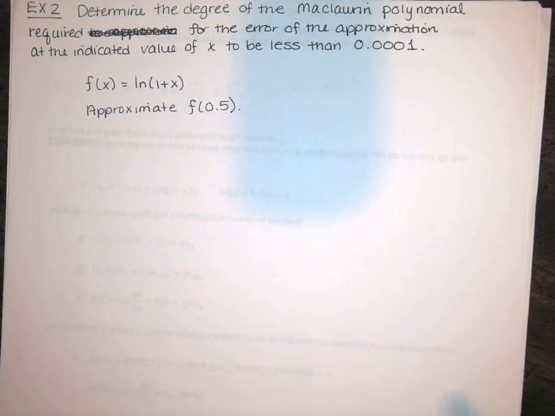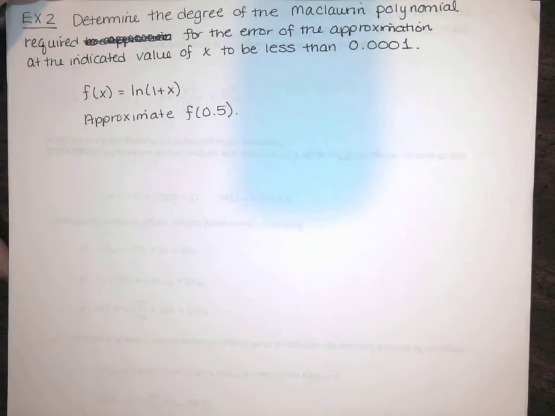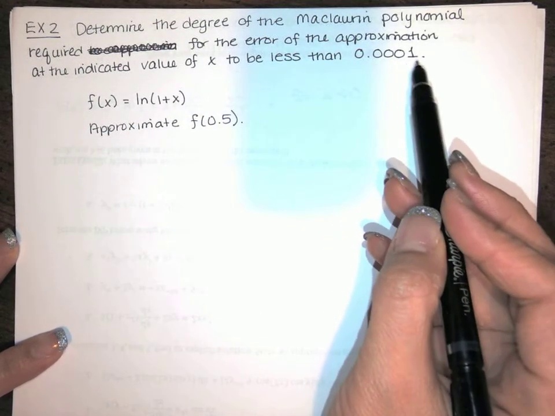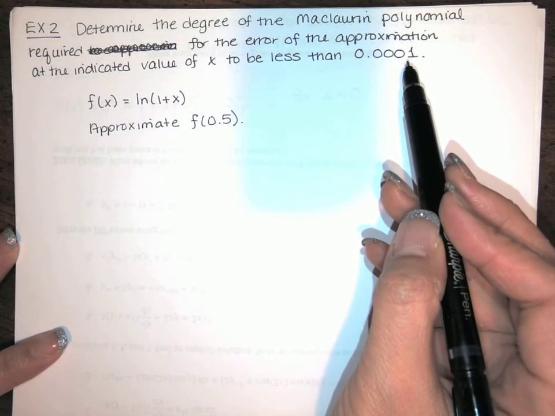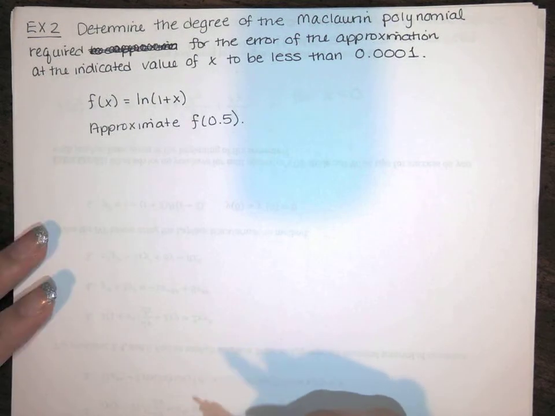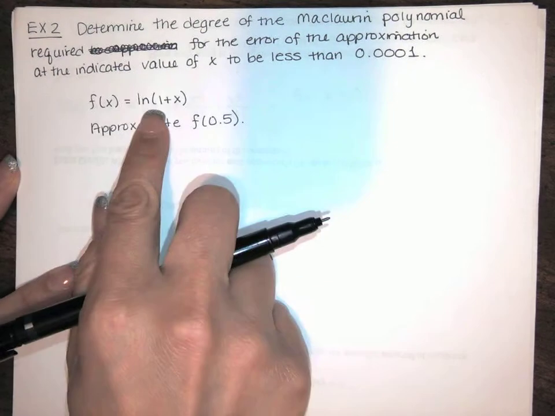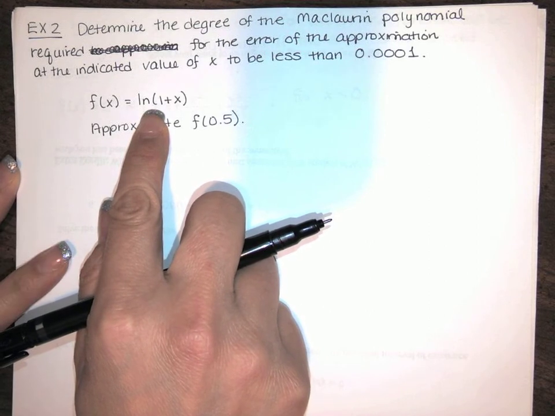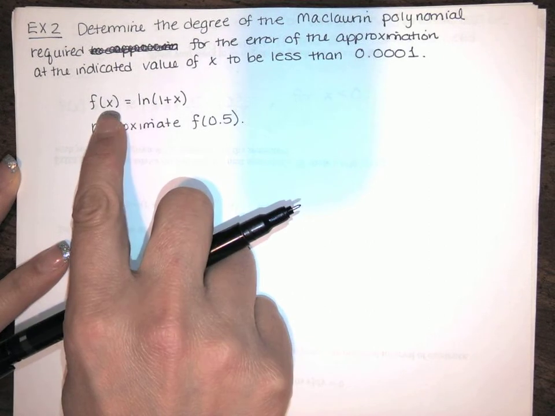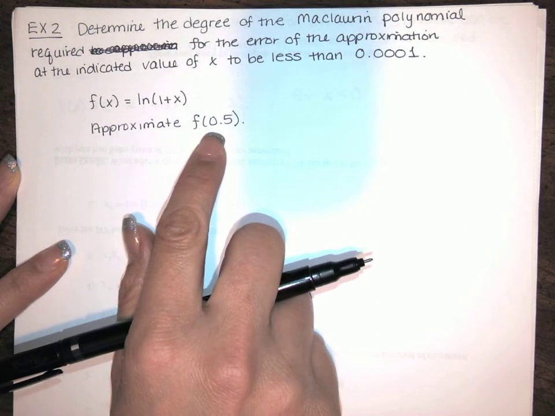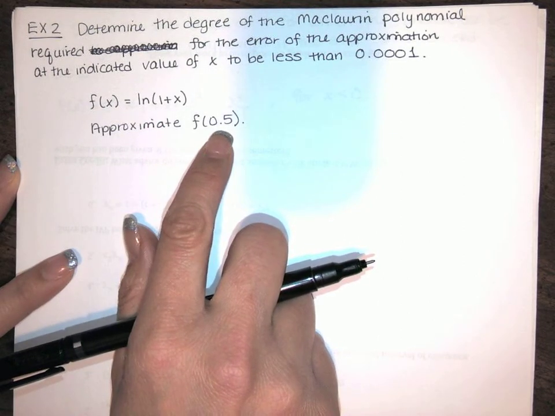Well, in order to do that, we just need to find an expression for the error, and then we'll set that error to be less than 0.0001, and then we'll just solve for n. We'll solve for the degree of the Maclaurin polynomial. So first of all, let's find the Maclaurin polynomial for f of x equals natural log of 1 plus x, and we're asked to approximate this function near 0.5.